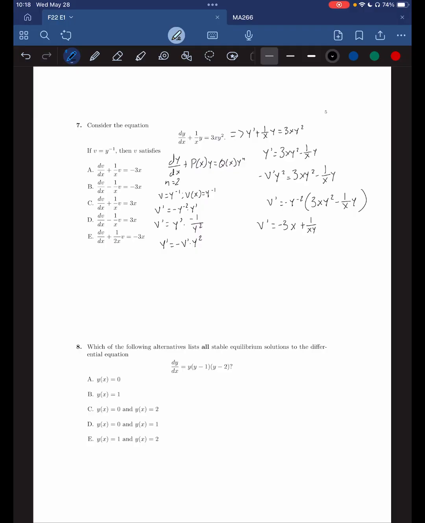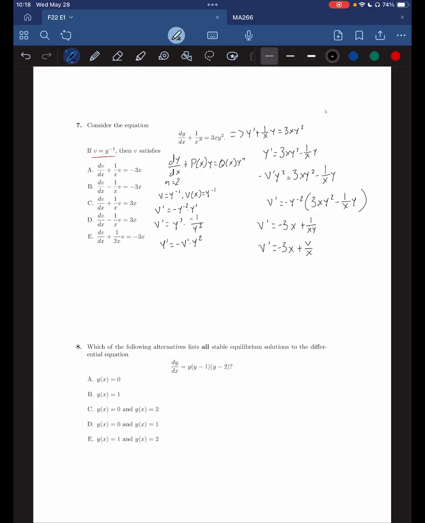If you look at the answer choices, we have no y's at all, right? Oh, but what do we notice? Well, earlier on we said v is equal to y to the negative 1. There's a y to the negative 1 right here, just attached to our 1 over x. So therefore we end up getting v prime equals minus 3x plus v over x.